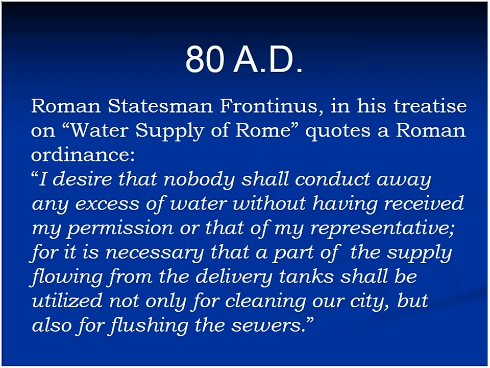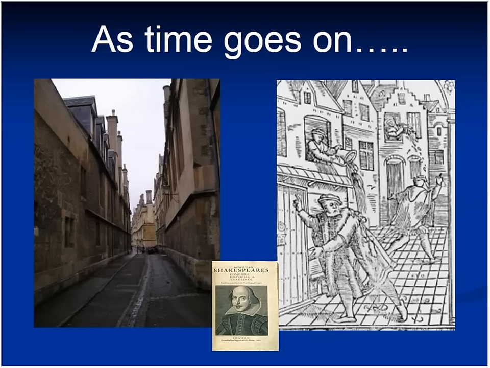Even then, they had concerns over control of water. You had old Frontinus here. He was the guy in charge of water back in 80 AD. Nobody could do anything without checking with him. It was necessary that a part of the supply flowing from the delivery tanks be utilized not only for cleaning the city, but flushing the sewers. That was treatment back then. Moved away.